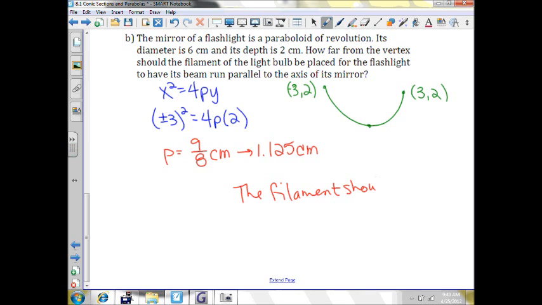So the filament should be placed 1.125 centimeters from the vertex. There you have it again. Remember, even if it's put on its side, remember to use x squared equals 4py.